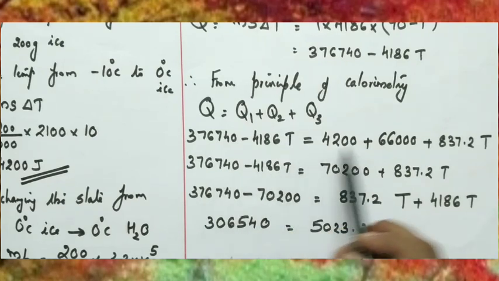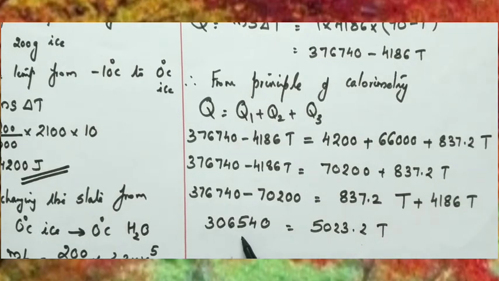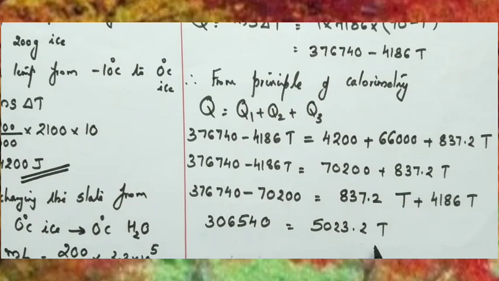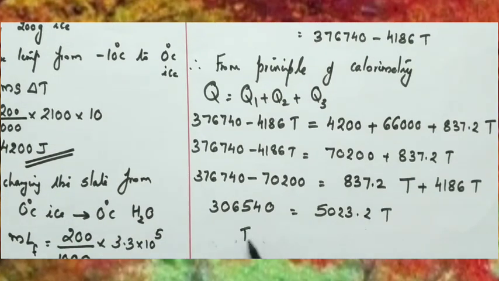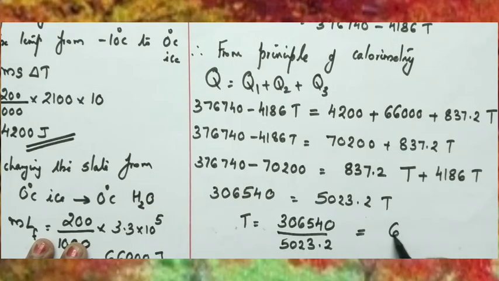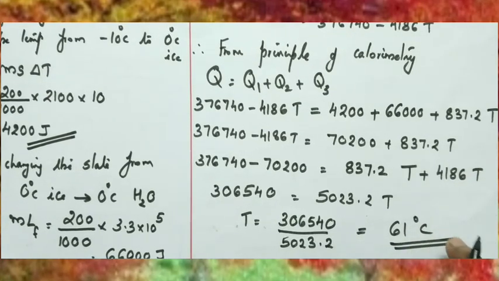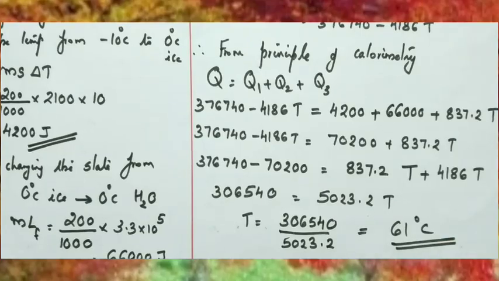Okay, now we can simplify. After simplification you get 66,000 plus 4,200 is 70,200, and it can be taken to the left side, and after simplification you will get 306540 equal to, we can add these two terms containing T, and that is 5023.2 T, and T is equal to 306540 divided by 5023.2, and the simplified value is 61 degrees Celsius. So when water at 90 degrees Celsius loses some amount of heat, it becomes 61 degrees Celsius. So the final steady temperature is 61 degrees Celsius.